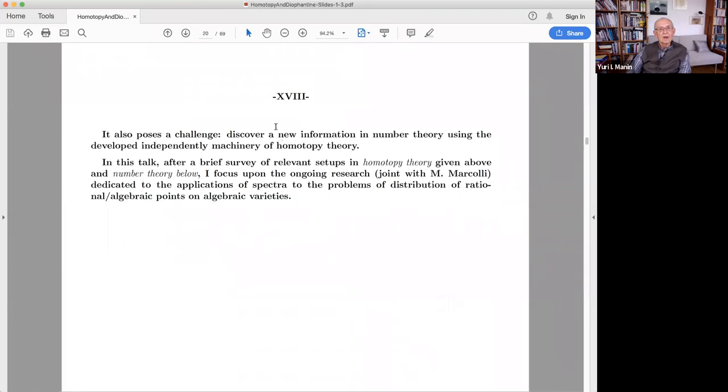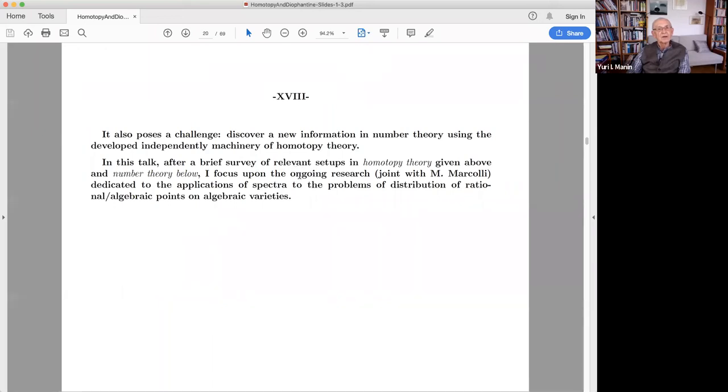Now, all this philosophy crystallized not so long ago, but still 50 years, it's pretty long time. But it clearly puts a challenge. Discover new information in number theory using the machinery of homotopy theory developed independently. And this is the focus of my talk here.